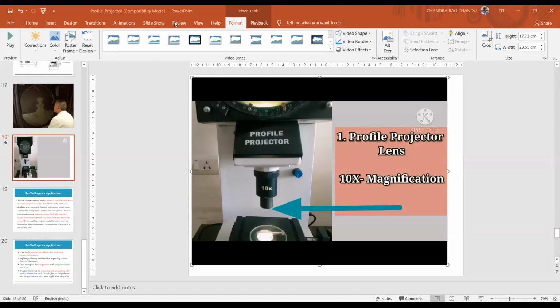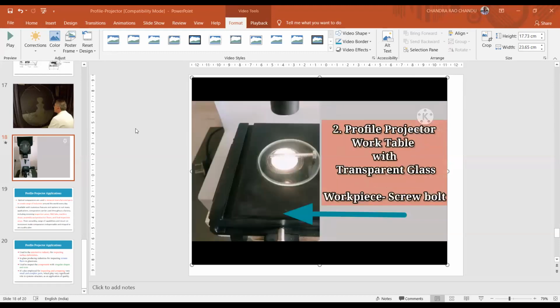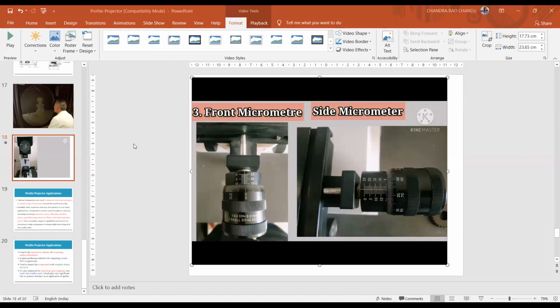So this is the table on which the workpiece, screw bolt, is mounted, and we can take the reading. Third one is the micrometer. There are two micrometers. The front micrometer is used to measure the movement of the table in the vertical direction, and the side micrometer to measure the movement in the horizontal direction.